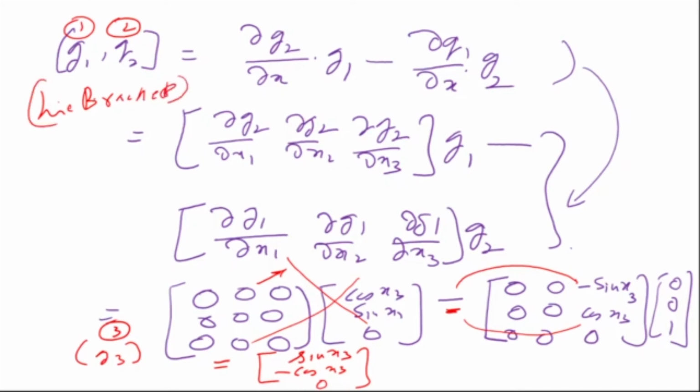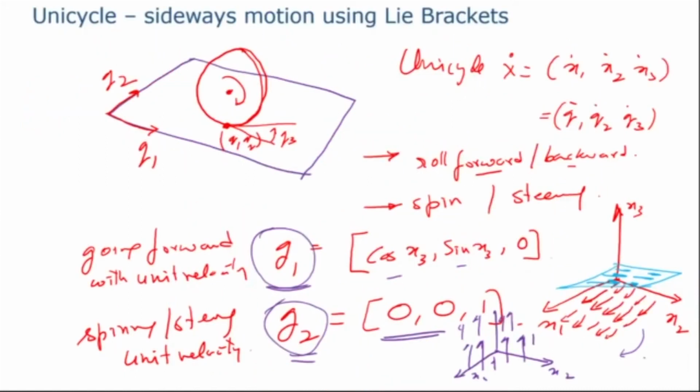Okay. So I have taken two vector fields, performed the Lie bracket operation, and have generated a third vector field now, which is sin x3 and cos x3. Now let us go back and look at what is the meaning of this. So this was the axis. Let me draw the figure again. What we are doing here is, if I look at the top view, it is in this direction.